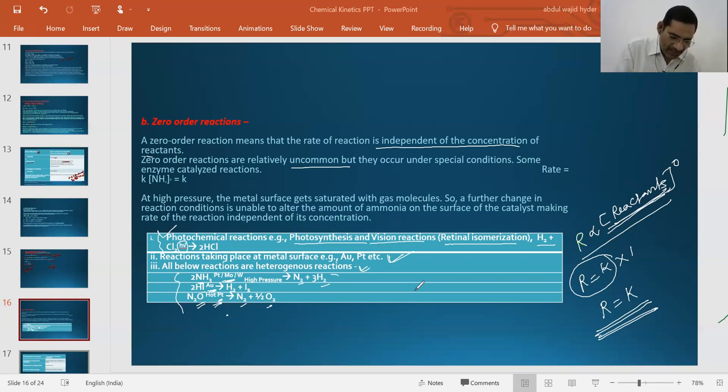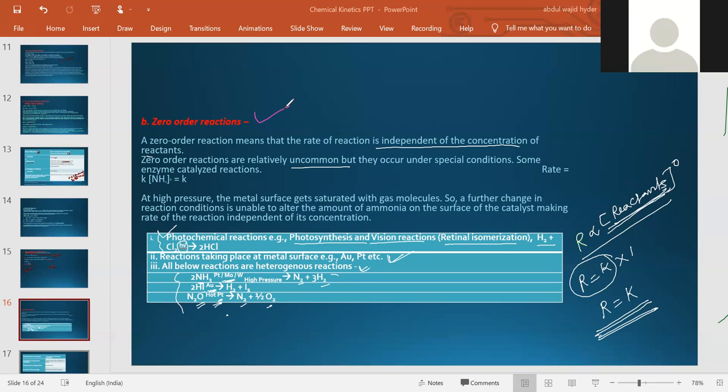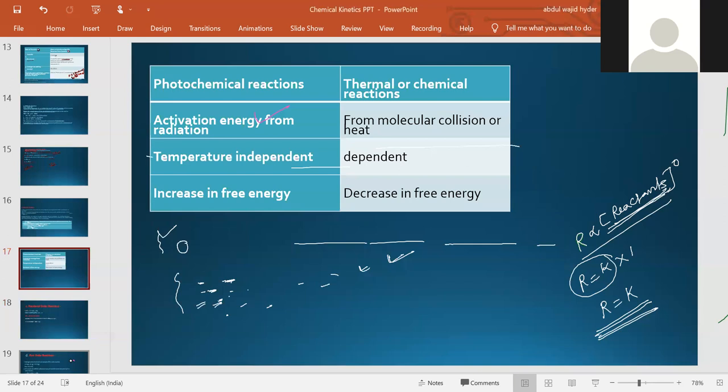Now see, till now we have done fractional order reactions. Only one example for that was there, the decomposition of ozone into oxygen. And now the second topic: zero order reactions are concentration independent reactions which take place at the surface of metal, and reactions which take place in presence of light are examples of zero order reactions. So we should remember these reactions. Heterogeneous reactions are examples of zero order reactions. Fine. Now we'll go to the next one. Next slide.